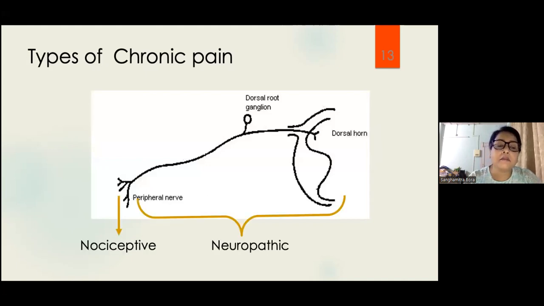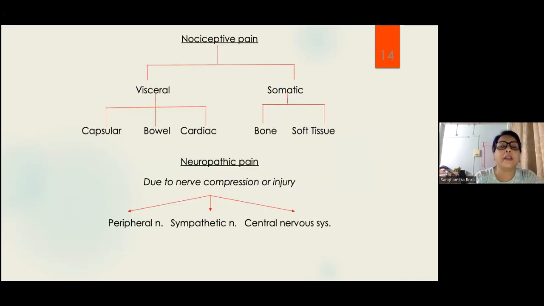Types of chronic pain: if it is limited to the periphery or the peripheral nerves, it is nociceptive pain. And if it involves the whole nervous system, starting from the peripheral nerve to perhaps central recruitment, then it is called a neuropathic type of pain. Nociceptive pain can be divided into two parts, mainly the visceral part and the somatic part. Capsular pain, bowel pain, cardiac pain all come under visceral pain. Bone pain and soft tissue pains are generally called somatic pains.